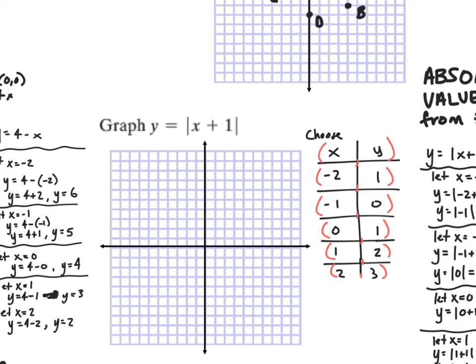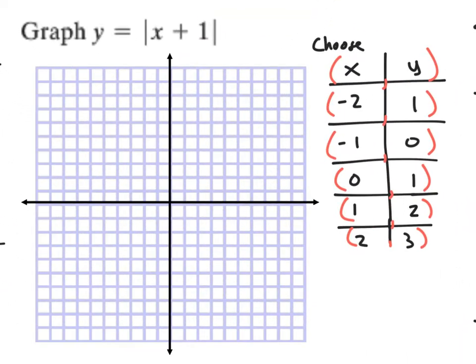All right, so what I'm going to do is now come over here. I'm going to plot the point negative 2, 1. So negative 2, 1 is going to go here. I've got the point negative 1, 0. I've got the point 0, 1. I've got the point 1, 2. And I've got the point 2, 3. All right, and what I end up having here is I get this V-shaped graph. Okay, and that's kind of what an absolute value graph is going to look like.